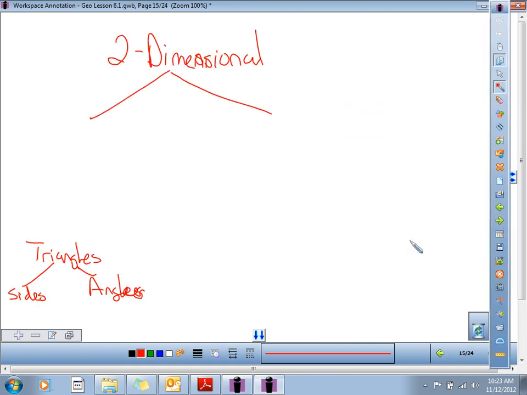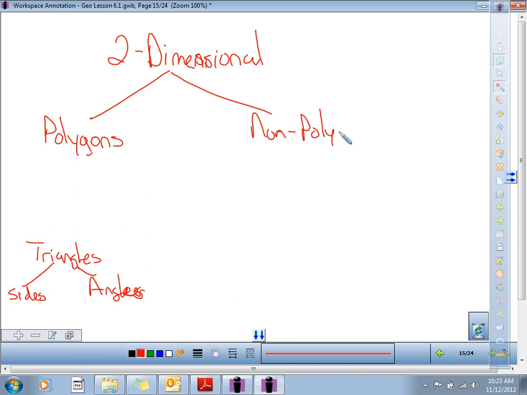Now we'll move on. What we're going to look at today is we have all our two-dimensional shapes. We can break those two-dimensional shapes down into polygons, and the other side would be anything that is a non-polygon. Non-polygons are anything that doesn't close itself, or anything that has a curve. So your circles and your ellipses are non-polygons. Polygons would be everything from your triangles to your four-sided, five-sided, six-sided shapes that have no curves and are closed.